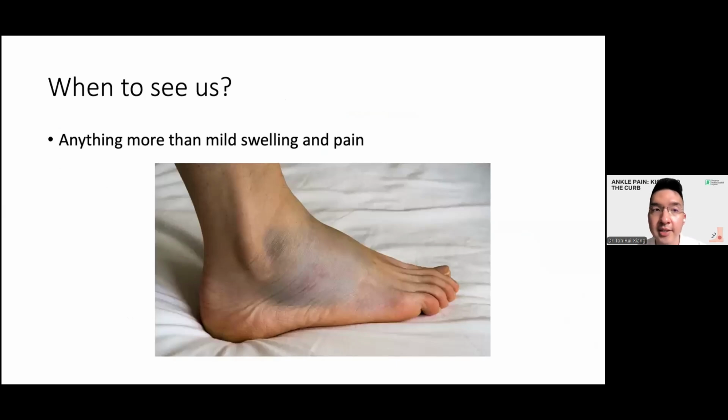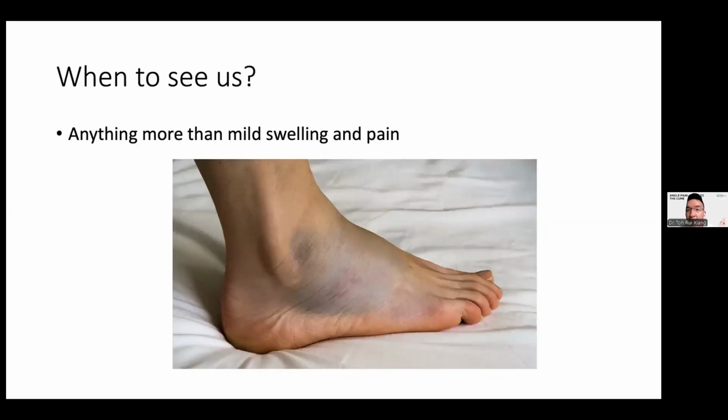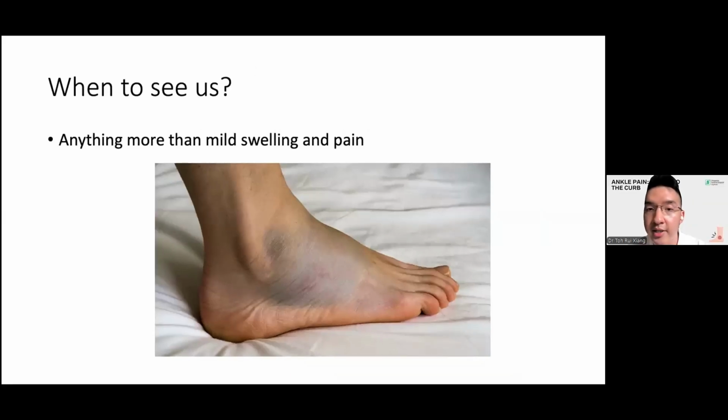So when should you see us? If you have anything more than mild swelling and pain, starting to affect your quality of life and your function, you're hobbling around in discomfort, or you have persistent discomfort even after a few weeks, it's high time you should come and see us for an opinion.